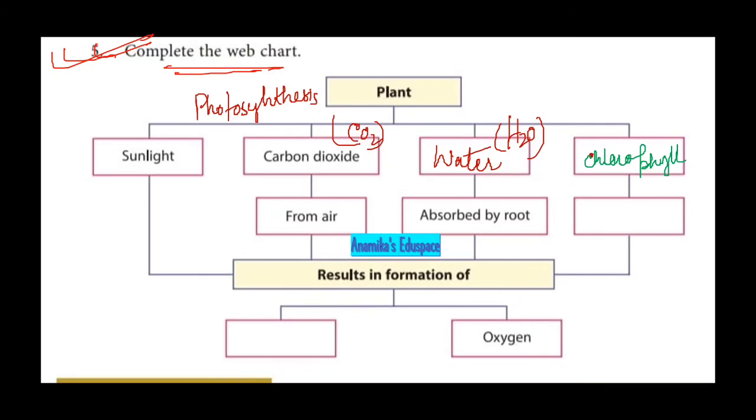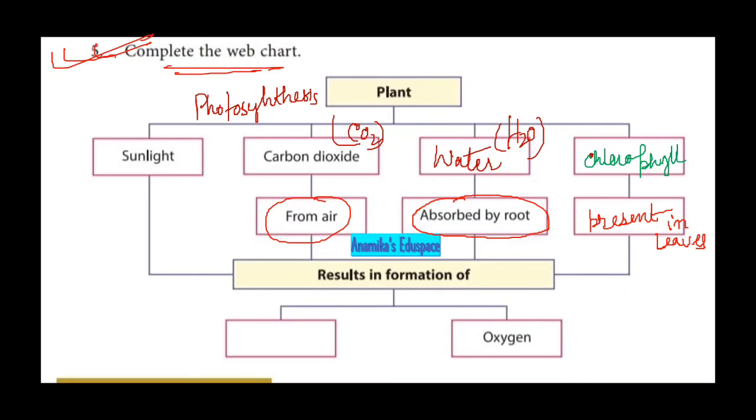Right, students? Next, carbon dioxide is taken from the air. I told you, water is absorbed by the roots from the soil. And the chlorophyll is present where? It is present in leaves. So you will write it is present in leaves, or else you can write only leaves. It depends upon you what you will write.